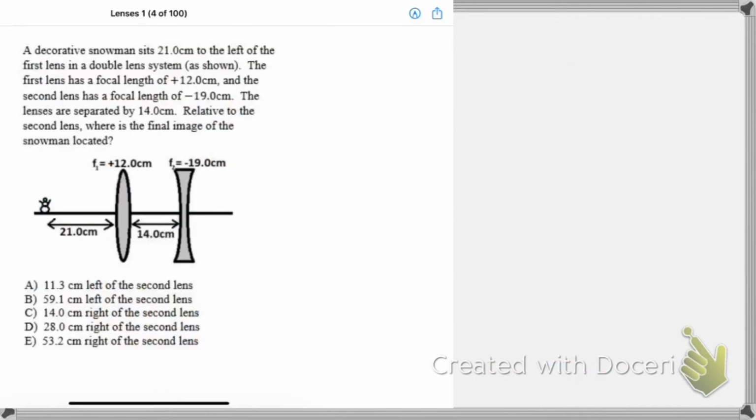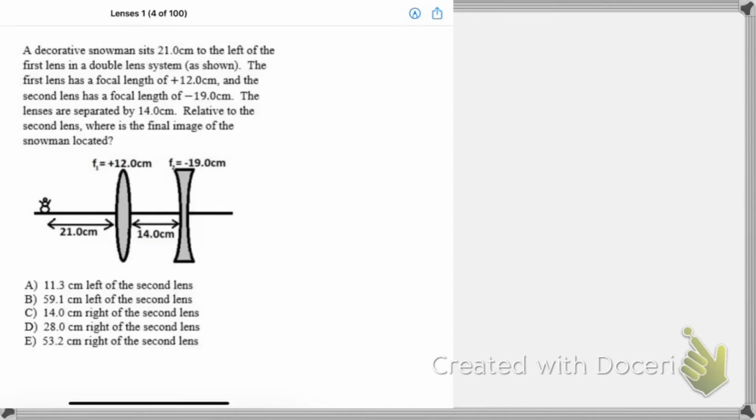So for the second problem, I want to take a look at an optics problem. Now, optics is P16. And in this case, I've got a couple of lenses. I've got a couple of distances given. The whole thing is set up in centimeters. Notice the answer is also in centimeters.